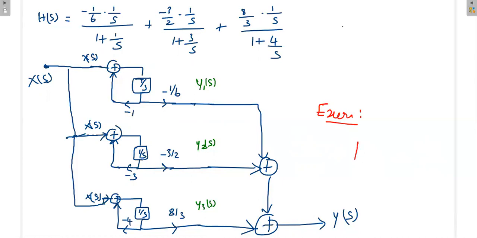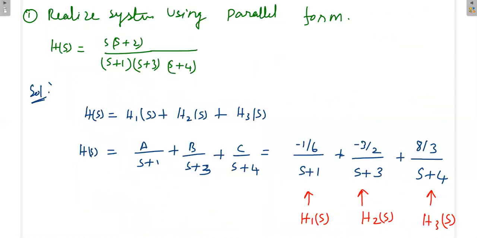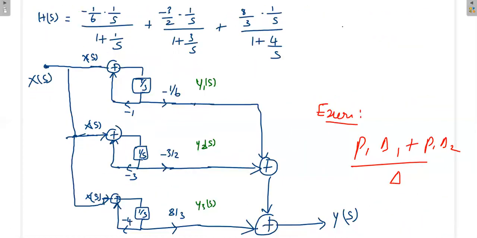When you write the numerator, P1 del 1, that is the first forward path gain times del 1, where del 1 involves the loop gains not touching the first forward path. Apply it carefully. P1 del 1, P2 del 2, and so on, divided by the overall del. Then finally verify whether you are getting this or not. Okay, thank you.